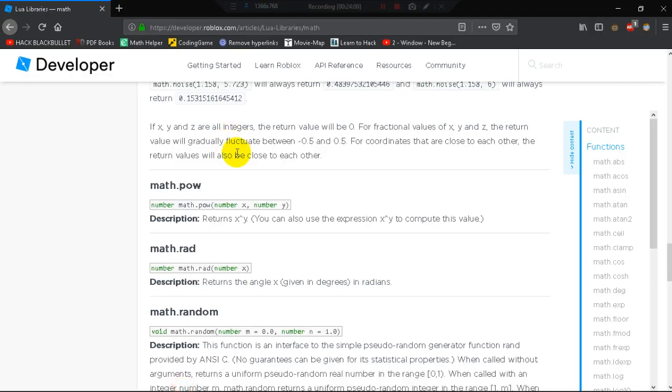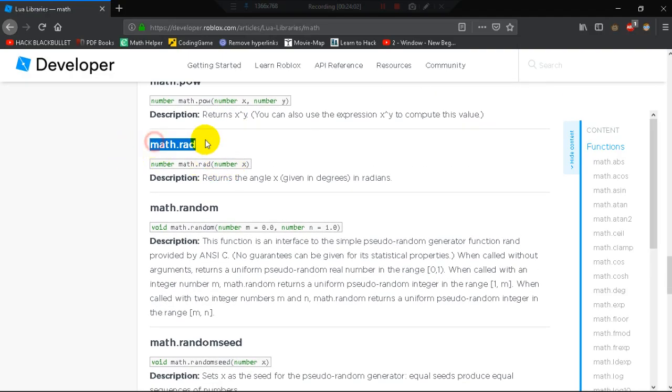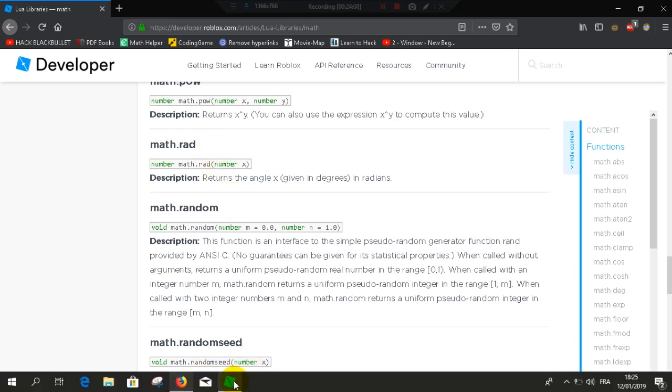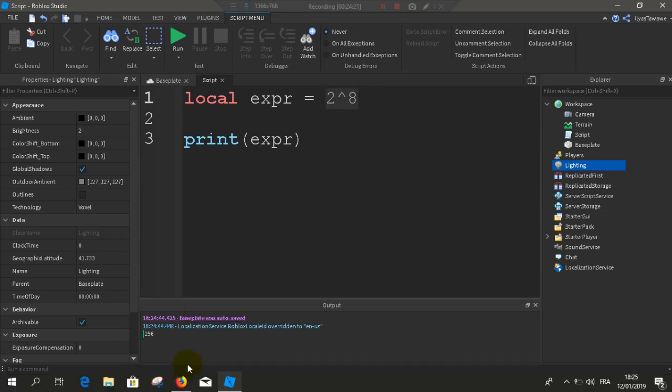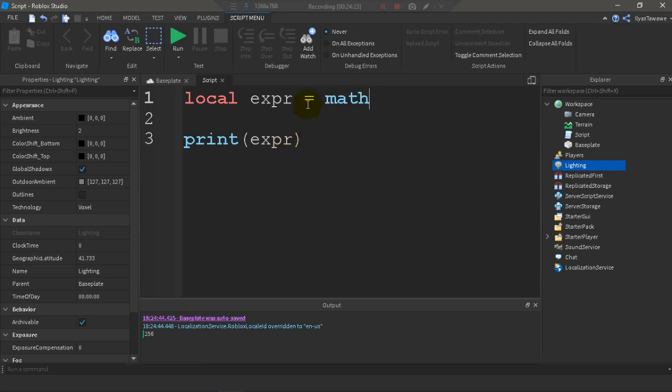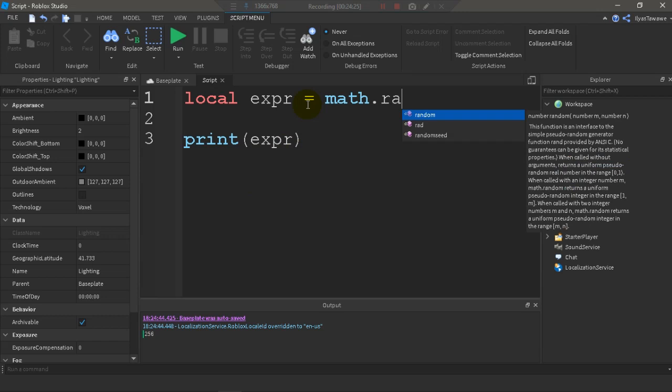Cool. Now let's see some other stuff. Math.rad just gives us, well, you give it an angle in degrees and it gives it to you in radians. So let's try it. Math.rad.